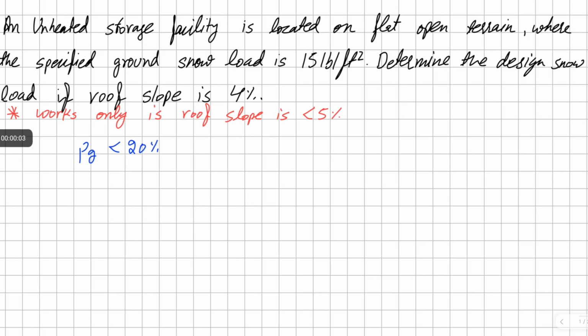An unheated storage facility is located on flat open terrain where the specified ground snow load is 15 pounds per square foot. Determine the design snow load if slope is less than 4%.